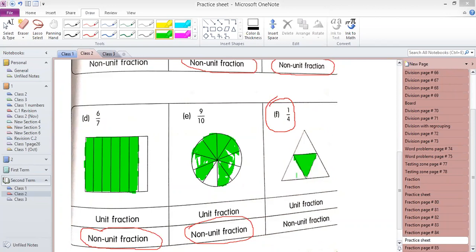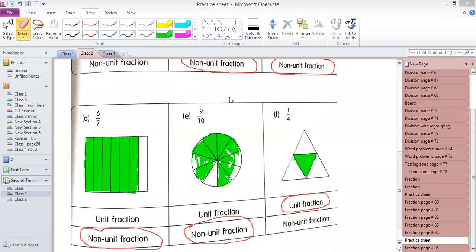Tell me, is it a unit fraction or non-unit fraction? Unit fraction. Why? Because it's 1 in the numerator. Very good. Thank you. So guys, that's absolutely right. This is a unit fraction. Why unit fraction? Because there is 1 in its numerator. So 1/4 is the answer. Unit fraction is the answer.